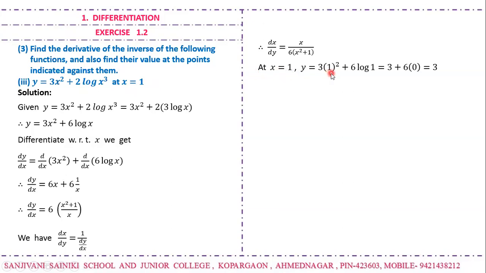Now, so x is equal to 1, y is equal to 3 times 1 square plus 6 times log of 1. Log of 1 is 0. So 6 times 0 is 0. So what will remain? 3 times 1 is 3.